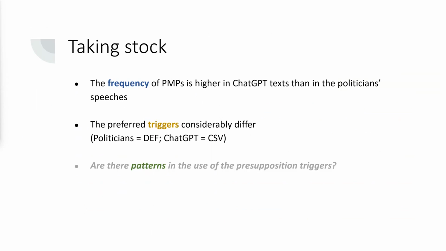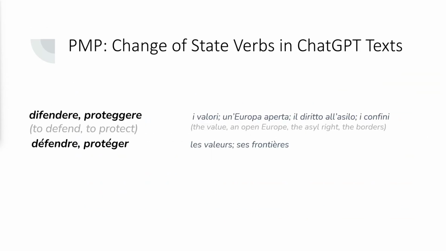So, summarizing our findings, the frequency of potentially manipulative presuppositions is higher in ChatGPT generated text than in politician speeches. And the preferred triggers differ considerably. Politicians prefer definite descriptions, and ChatGPT prefers change of state verbs. So we are now looking at some patterns, and we are focusing on these triggers, definite description and change of state verbs. Once again, these are examples of change of state verbs that are much more popular in ChatGPT generated text.